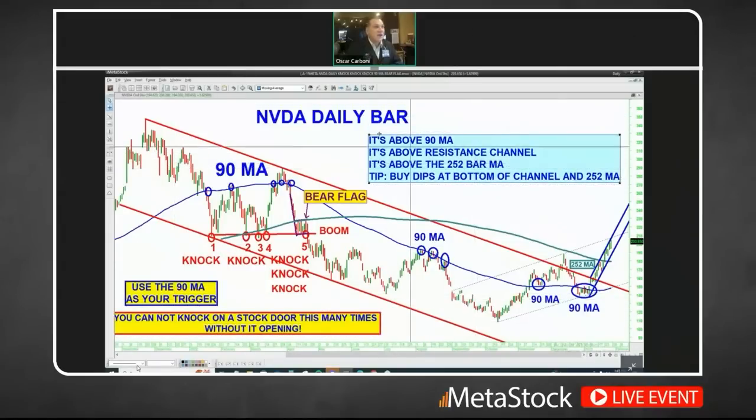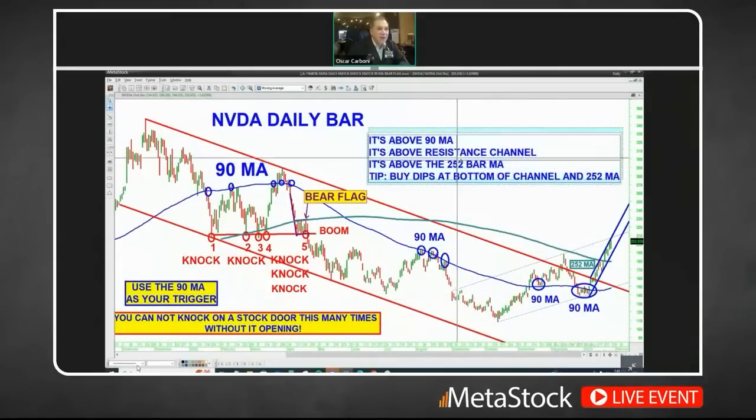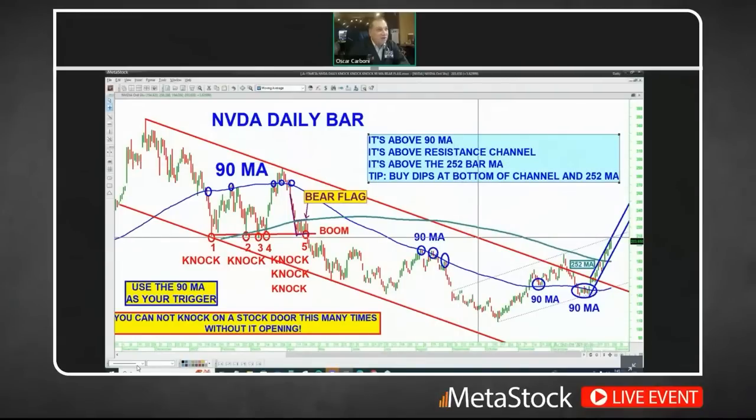We are above the 90 bar moving average on Nvidia. It's above the red resistance channel. It's above the 252 bar moving average. Now, why is that one important? Because there are about 252 trading days in the year on average. That is an average of every trading day for the year. It's a smart average. It's not used often because it's not in the way of the market a lot of times. It happened to get involved in Nvidia, so I thought I would show it to you.